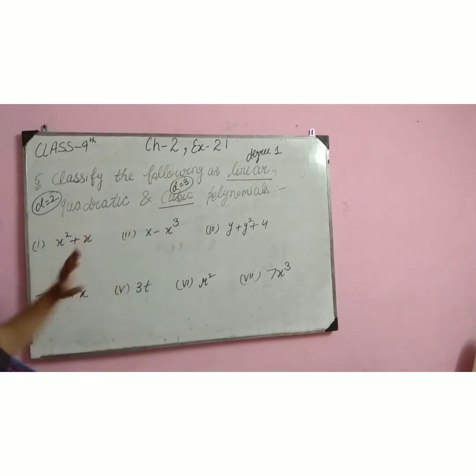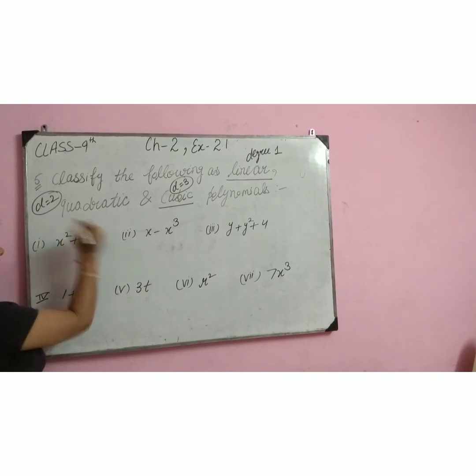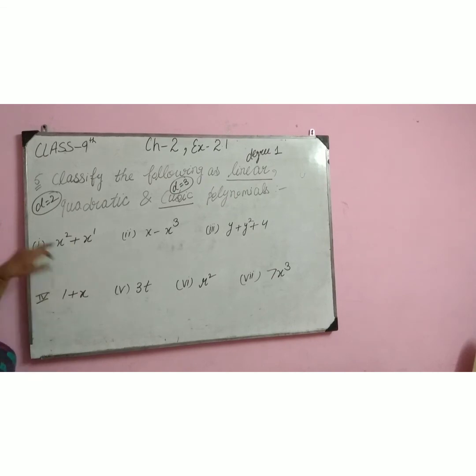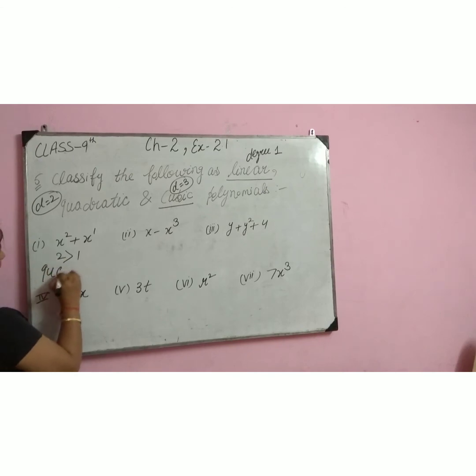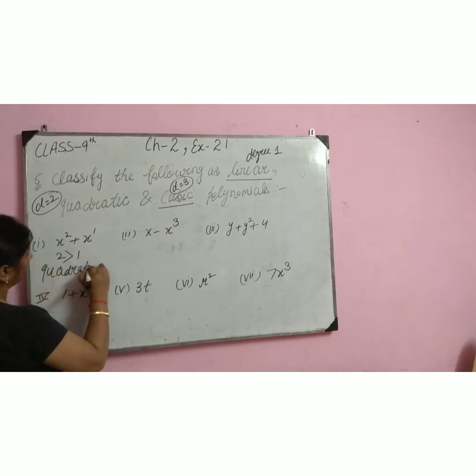Clear? First, start from the question. Here the degrees are 2 and 1. According to the property of the polynomial, we consider the highest degree, and 2 is greater than 1. So the highest degree is 2, and degree 2 is called quadratic.